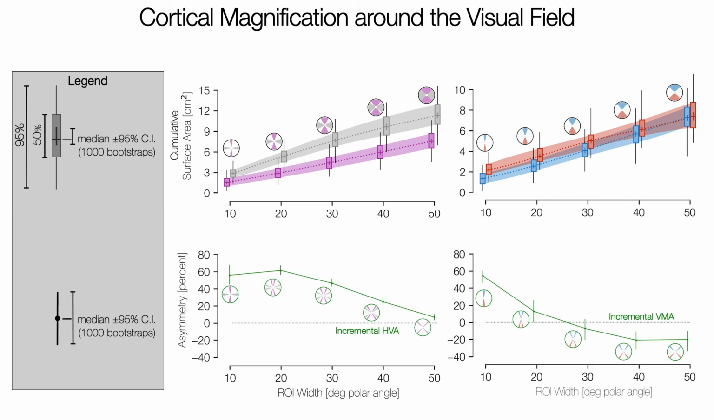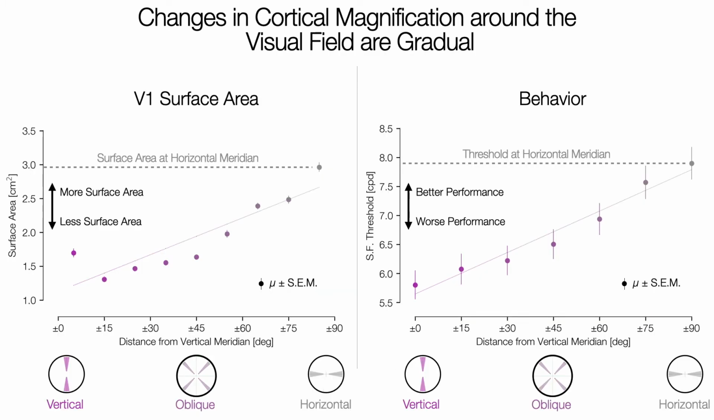We can use these data to plot the incremental asymmetry around the visual field as well. These data are shown in the bottom row with the horizontal vertical asymmetry on the left and the vertical meridian asymmetry on the right. In both cases, the asymmetry lies in the same direction as the behavioral asymmetry and decreases gradually away from the meridians. Here, we have replotted these data on the left while comparing the behavioral measurements shown earlier on the right. Again, the behavioral data shows spatial frequency thresholds, so higher thresholds mean better performance. On the left graph, higher means more surface area. It is clear that the data are qualitatively similar. Both decrease gradually with distance from the horizontal meridian.